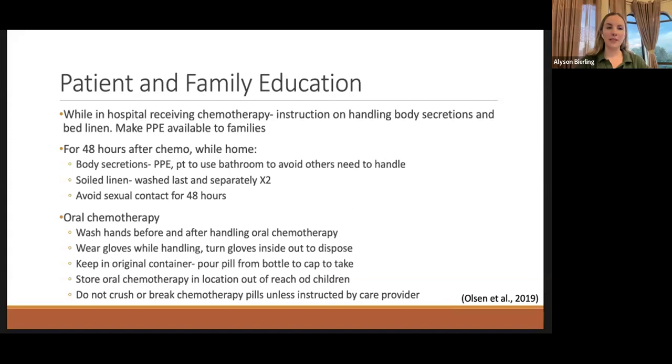And if patients are taking oral chemotherapy at home, you can see on the slide here some general measures that you should be educating your patients on. Make sure patients are washing their hands before and after handling oral chemotherapy, again with soap and water. Patients should be wearing gloves while handling oral chemotherapy. You want to, of course, store oral chemotherapy out of reach of children. And oral chemotherapy should never be crushed or split unless specifically indicated by the provider.